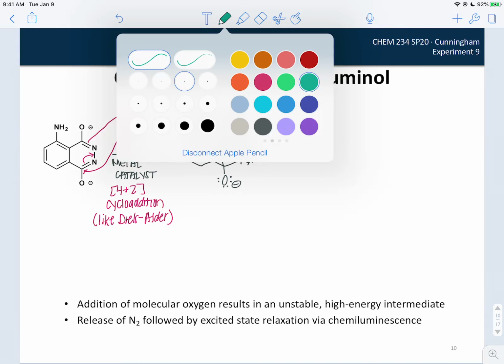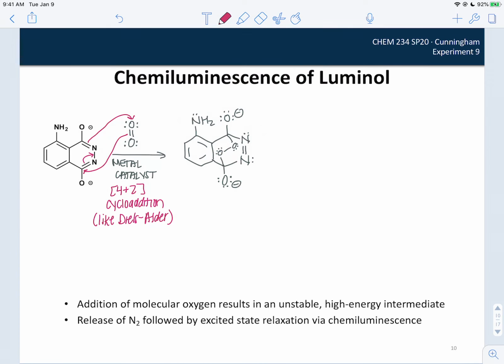So what's going to end up happening is that this intermediate is going to decompose, and we're going to release N2. We're going to release nitrogen gas. And so we're going to reform the carbonyl at this position. Then we're going to see how our N2 is going to form. So the electrons between carbon and nitrogen are going to go to form a triple bond between our two nitrogen atoms. Then our carbon-nitrogen bond here is going to break and become a double bond between carbon and oxygen.